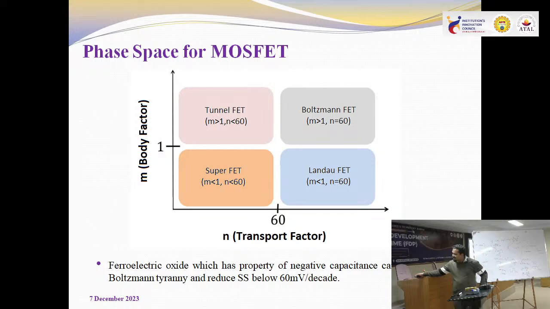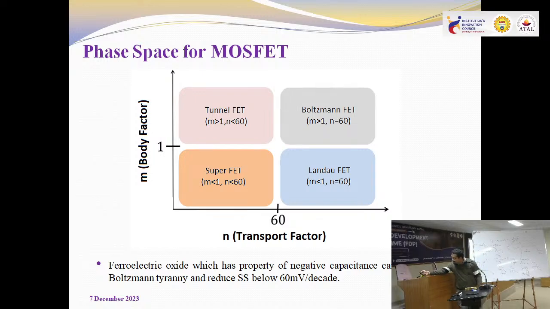One is m greater than 1, meaning body factor is greater than 1, and n less than 60. So the body factor remains the same, and I am changing the transport factor. In a MOSFET there is a drift diffusion phenomenon. The carriers moving from source to drain travel by a mechanism known as drift diffusion. So in that there is a limitation of 60 millivolt per decade.